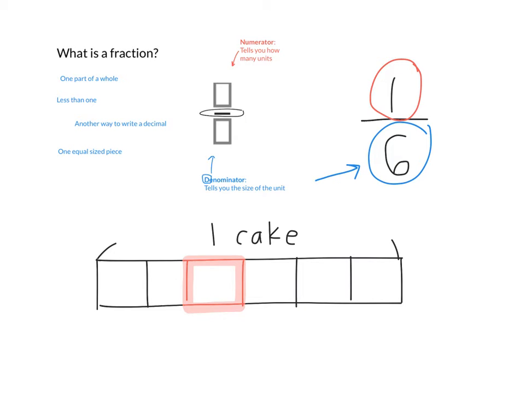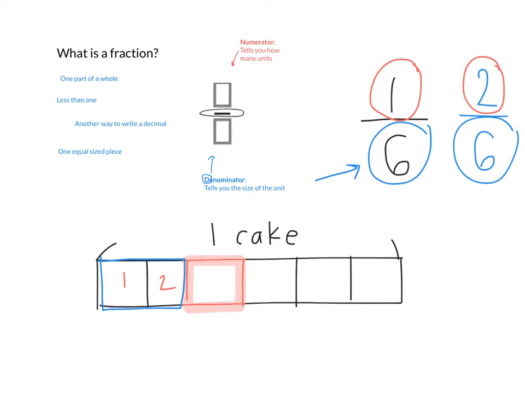1. Now remember that birthday boy, he got 2 pieces of cake, right? So how many pieces did the birthday boy get? 2. And each piece was still 1/6 big. So the numerator in that fraction was 2. It tells you how many 6ths he got. He got 2, 1 and 2. And the denominator, the 6th, tells you the size of the unit. Each slice was 1/6, and he got 2 6ths altogether.